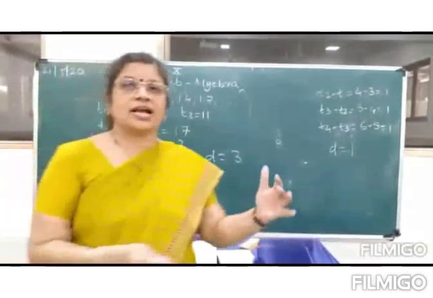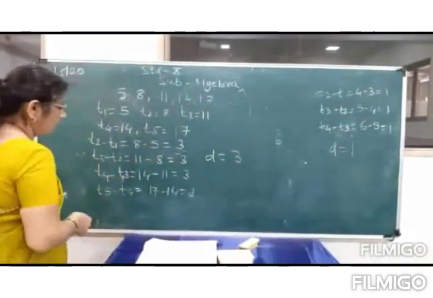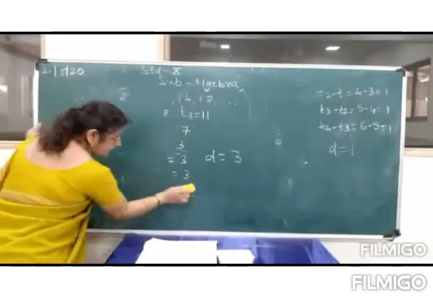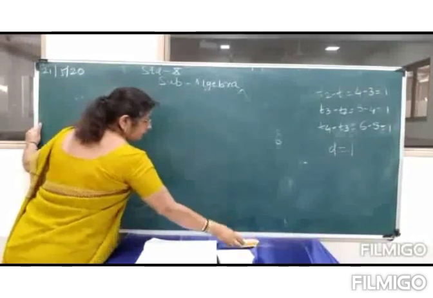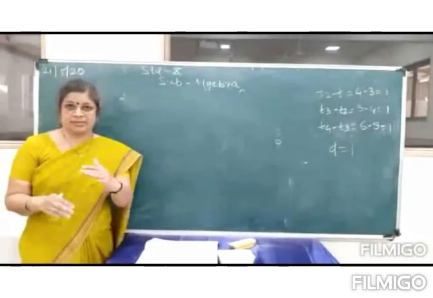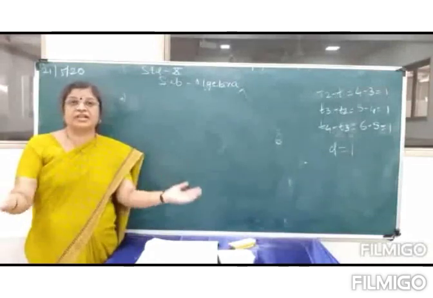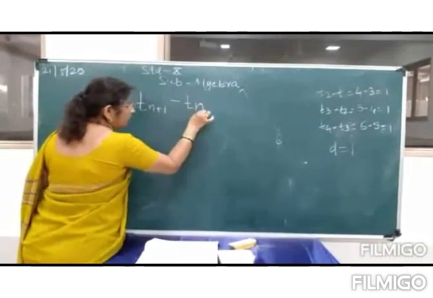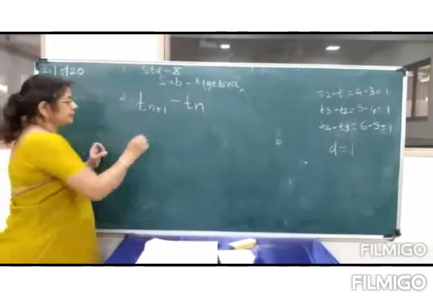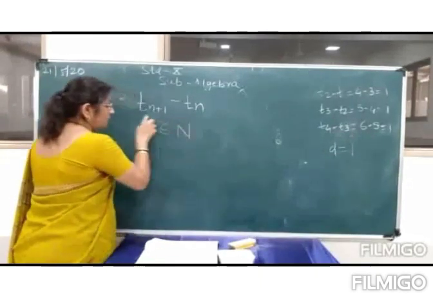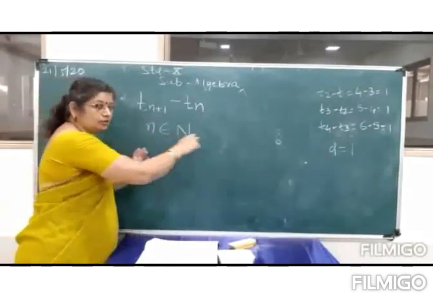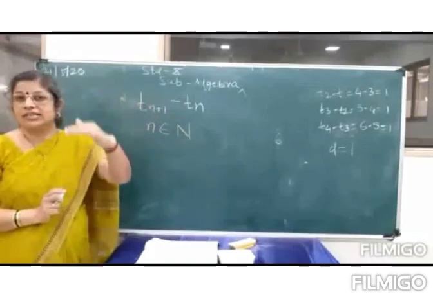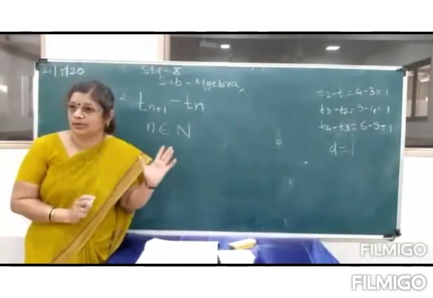Now if I want to generalize, how can I generalize that? So if you know T(n+1) minus Tn is constant, from these 3 examples, now we can generalize it. Means when T(n+1) minus Tn is constant, where n belongs to N, means n is a natural number, these numbers are 1, 2, 3, 4, 5 up to n numbers. When it belongs to N, then we can say that the sequence is an arithmetic progression.